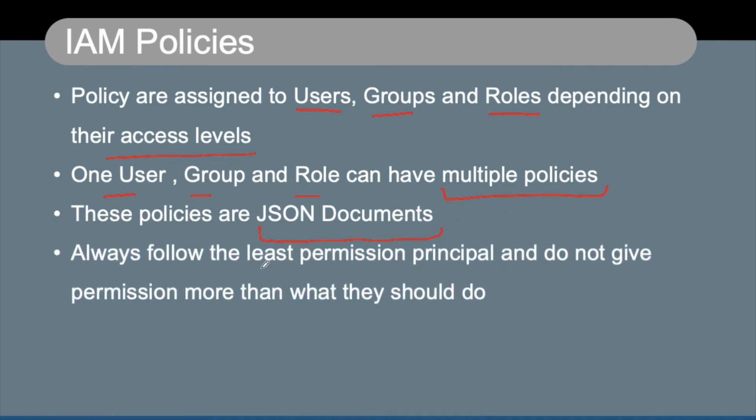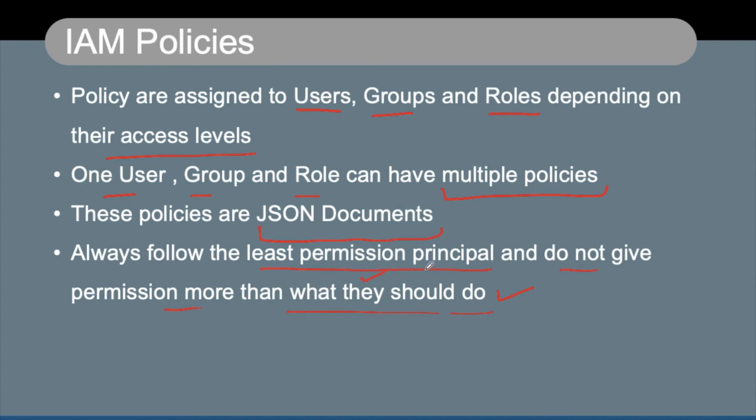Always follow the least permission principle and do not give permission more than what they should do. By default, users, groups and roles are not allowed to do anything. They have absolutely no permissions and are not able to access any resources in the AWS infrastructure. Whenever we are giving them permissions, we should understand what they actually have to do with the AWS infrastructure, and we should always go ahead with the least permission principle.